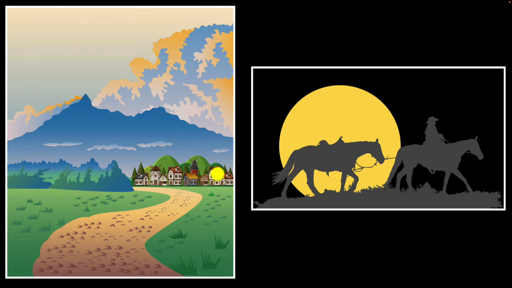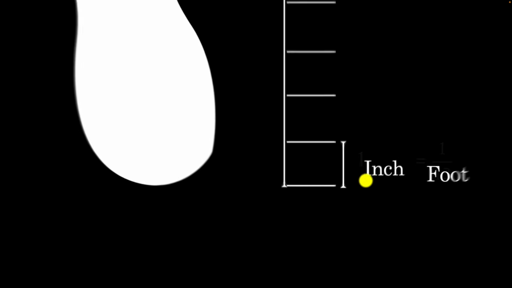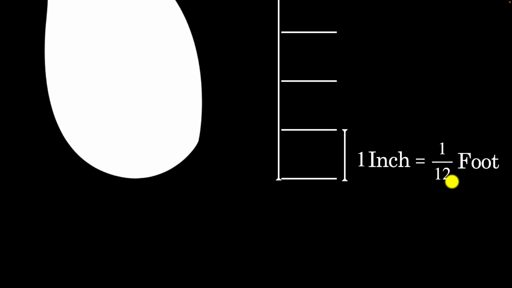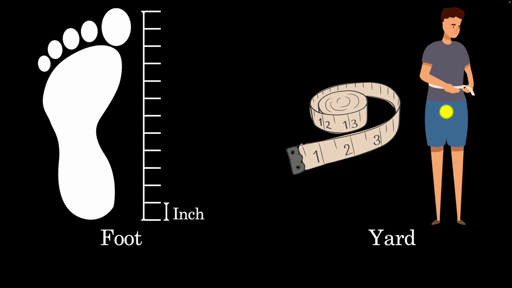Let's find out. The early measurement systems developed units that were mostly based on the human body. For example, consider the foot, which is approximately the size of an adult foot. For smaller units, we divided the foot into 12 parts and called each one an inch. So an inch is basically a 12th of a foot. For slightly bigger units, we consider something like a yard, which was the length of a man's waist.